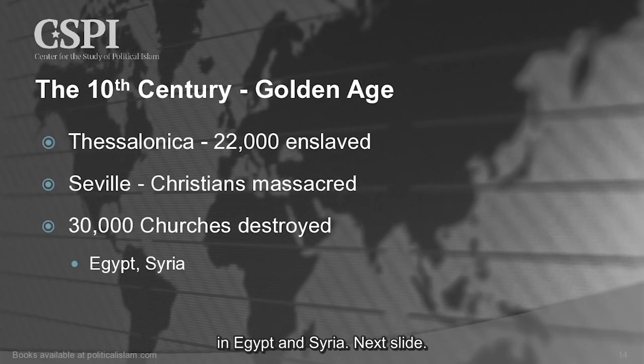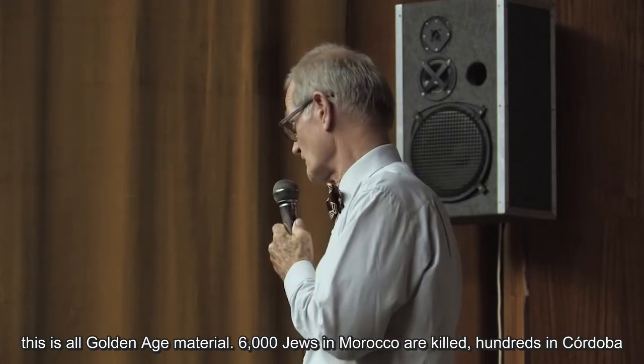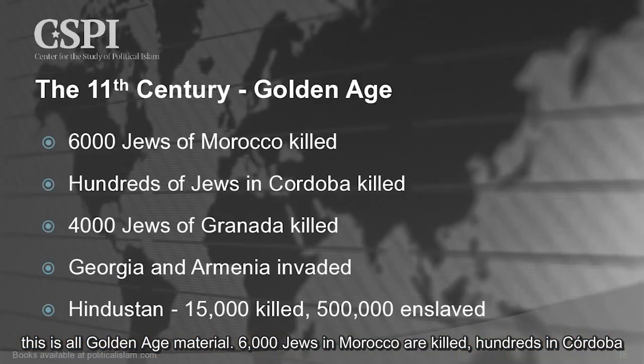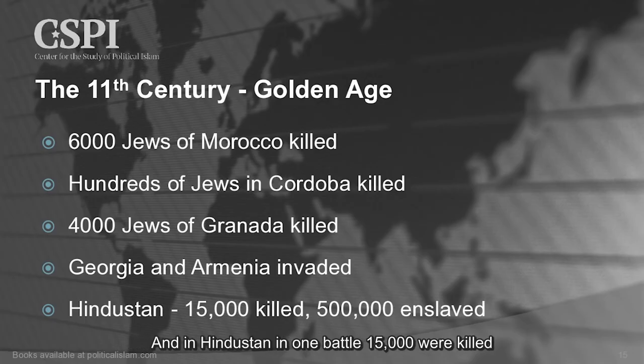Our next slide. 6,000 Jews of Morocco. By the way, we're still in the Golden Age. This is all Golden Age material. 6,000 Jews in Morocco are killed. Hundreds in Cordoba are killed. 4,000 Jews in Granada are killed. And now we have the invasion of Georgia and Armenia. And in Hindustan, in one battle, 15,000 were killed and 500,000 were enslaved.